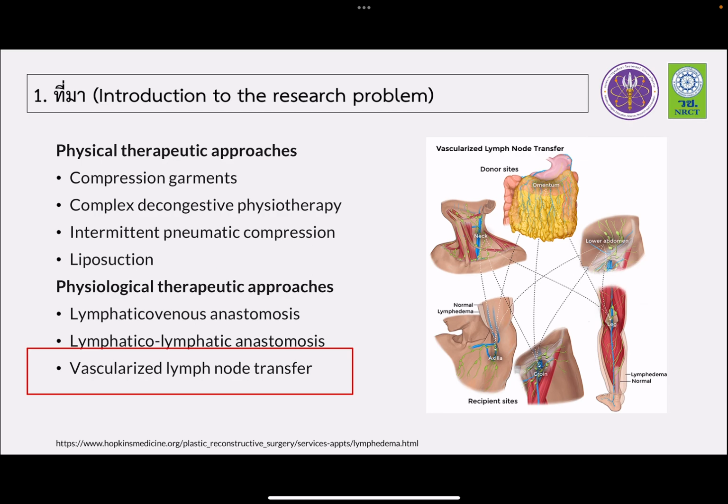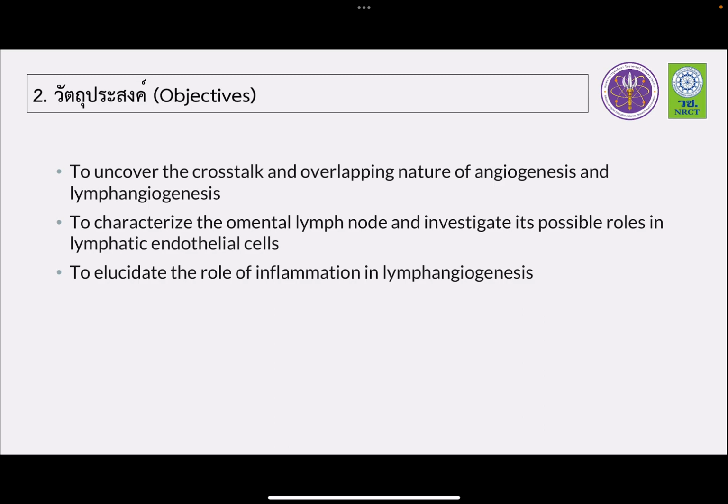And this is a research question that we received from the clinic, in that the surgeon who performed this technique would like to improve the outcome of the patients. And we set up the research question in that we would like to understand the process of lymphangiogenesis, especially in the context of the lymphedema treatment. And that led to our objectives of this project.